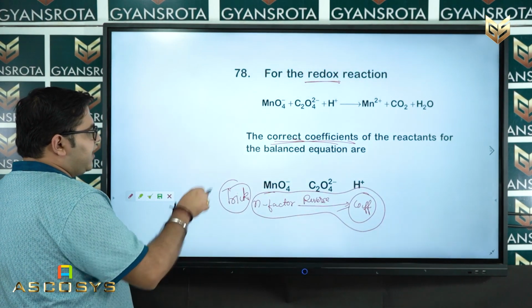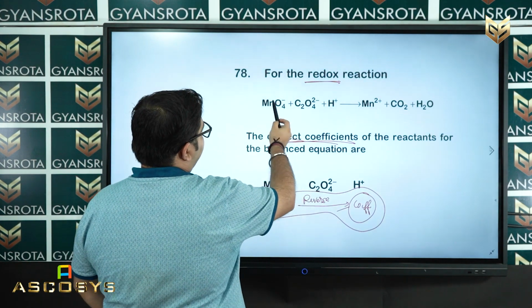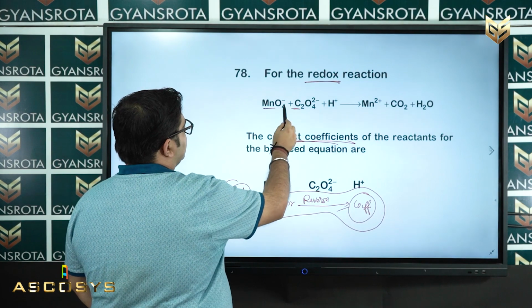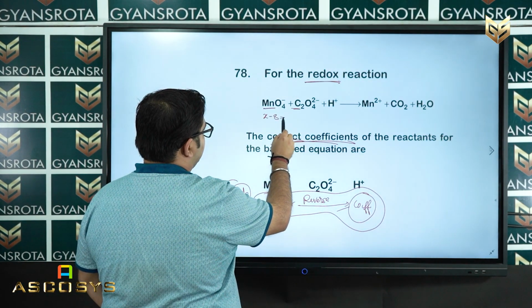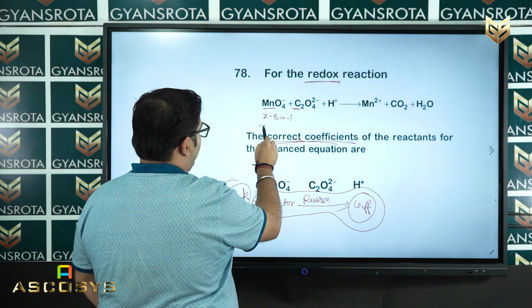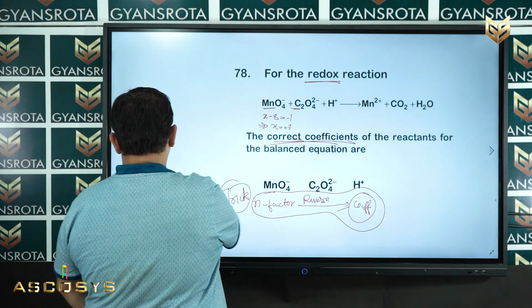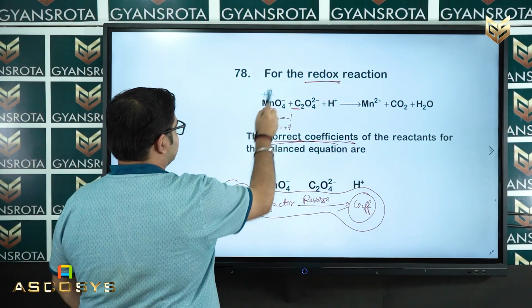First of all we have to find out the n factor. Before the n factor you have to find out the oxidation state of manganese and carbon. How do we find it? Here I am putting x minus 8 is equal to minus 1. So, x is nothing but plus 7. So, plus 7 is the oxidation state.